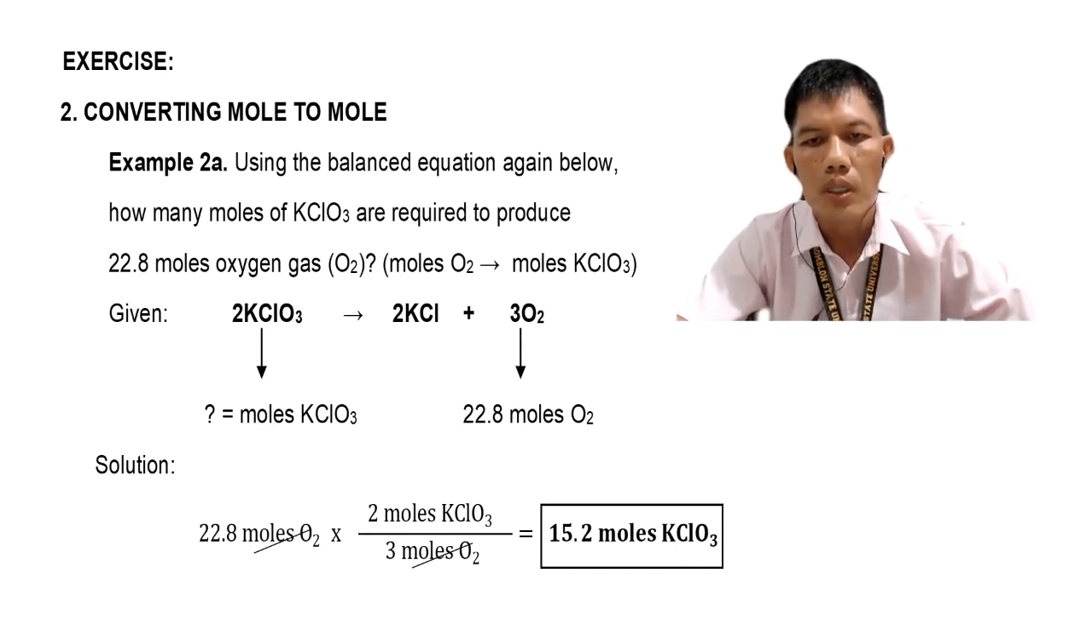So the given is 22.8 moles of oxygen, which is placed on the right side, multiplied by 2 moles of KClO3 divided by 3 moles of O2. Using dimensional analysis again, we cancel out the like terms, moles of O2 and moles of O2, and we are left with 15.2 moles of KClO3, which is required in the problem. So 22.8 moles of O2 times 2 moles of KClO3 divided by 3 moles of O2 equals 15.2 moles of KClO3. So you have applied your mole ratio and dimensional analysis.